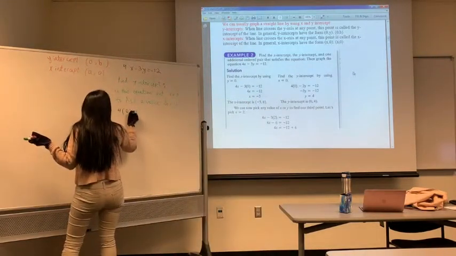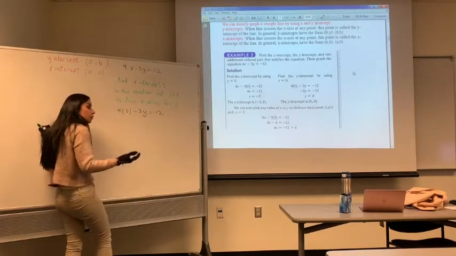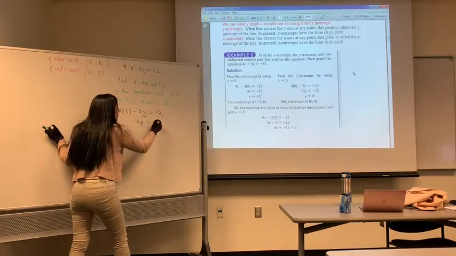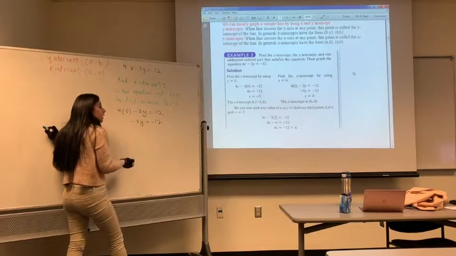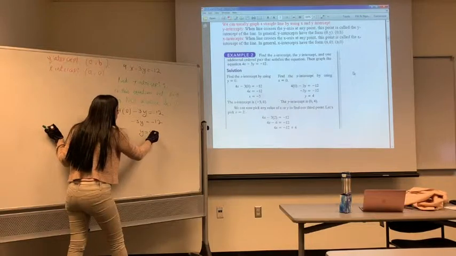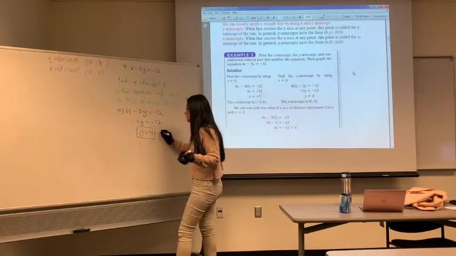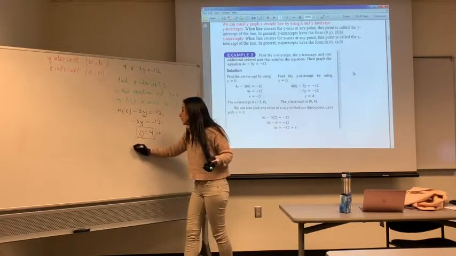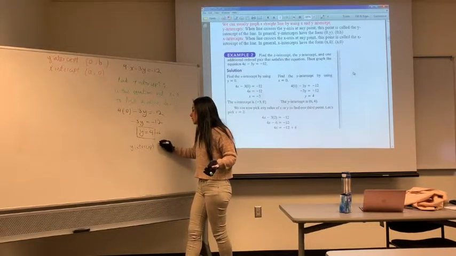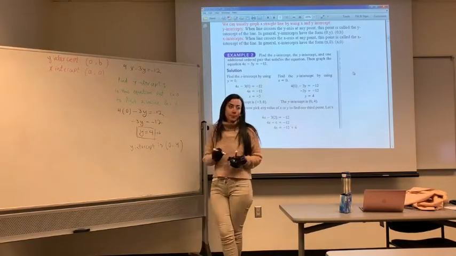4 multiplied by 0 minus 3 multiplied by y equals negative 12. 4 multiplied by 0 is 0, right? Negative 3y is equal to negative 12. Divide both sides by negative 3, right? y is equal to 4. And this is b for us. So the y-intercept is (0, 4), right?